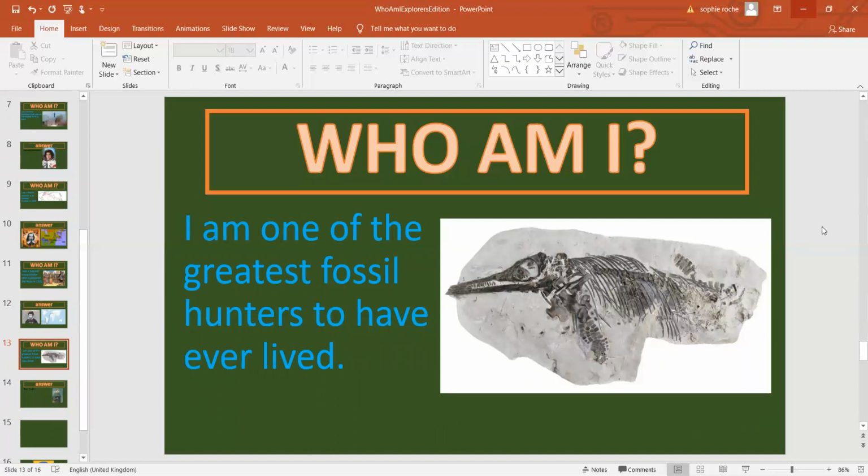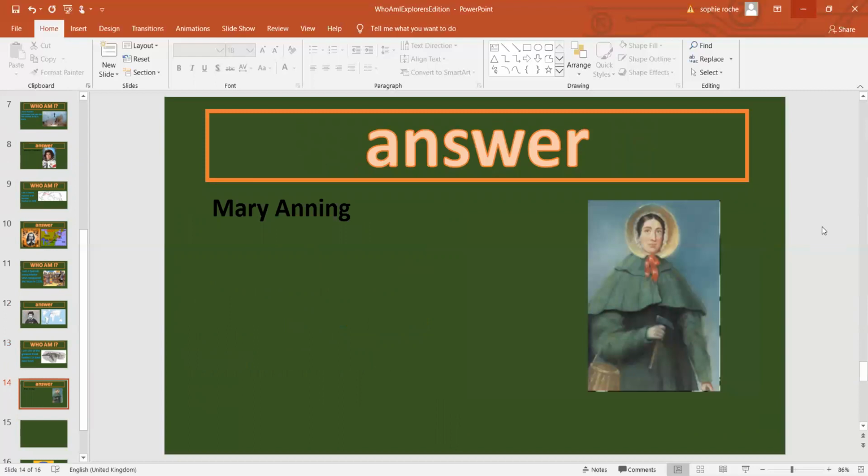Who am I? I am one of the greatest fossil hunters to have ever lived. Oh, we looked at fossils, didn't we? Did one of our adventurers or explorers have something to do with fossils? Oh, who is it? It's Mary Anning. Hope that gave you a few ideas.